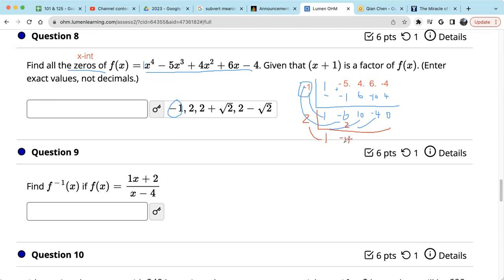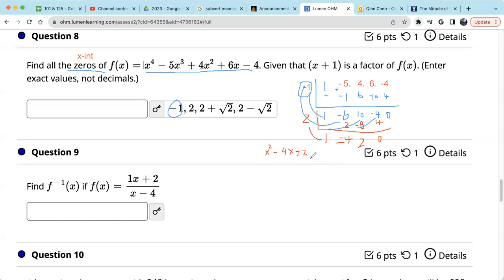I multiply -4 with 2, I get -8. I put it under 10. I add those 2 numbers, I get a positive 2. 2 times 2, that's positive 4. -4 plus 4, that's 0. So 2 is a 0 for the polynomial. Now what's left? I'm left with 1x squared minus 4x plus 2. And this is not factorable, right? It doesn't have rational factors anymore.